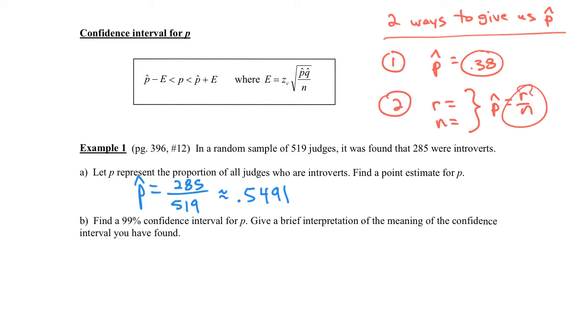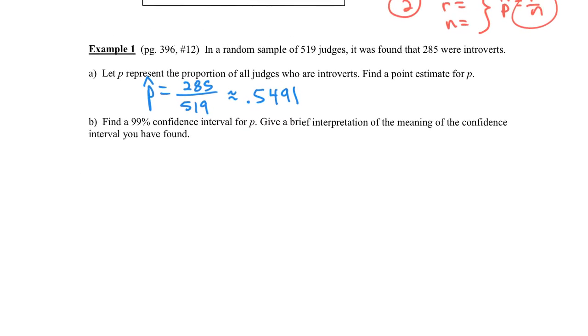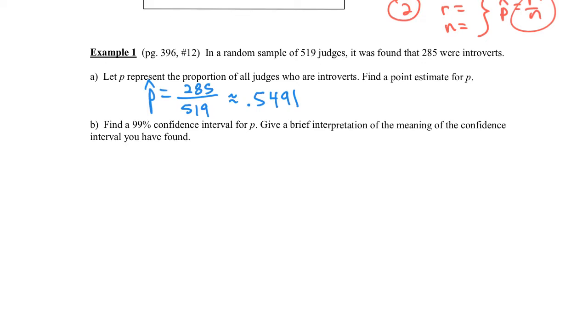And then it says find a 99% confidence interval for P. Give a brief interpretation of the meaning of the confidence interval you have found. And of course, the interpretation is always the hard part. For building the confidence interval, we just have to use our formula here and then find E. First of all, it's a 99% confidence interval, so we need a z-score that corresponds to that. Just like in section 7.1, we can look in that little table and we get our z-score, our critical value, is 2.58.